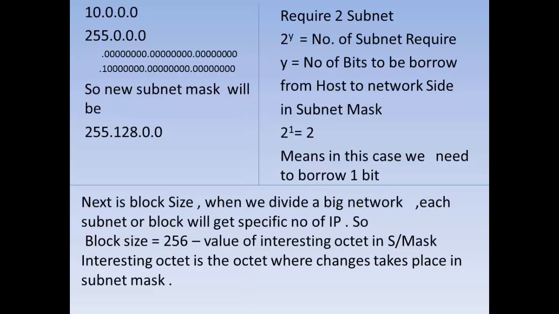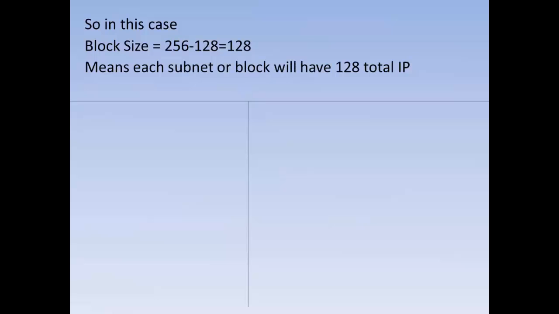Next is the block size. What will be the block size? One thing I want to mention: in this case, which one is the interesting octet? As I've told you about the interesting octet many times in my previous videos, in this case the interesting octet will be the second octet. So we have to take all the block size variations in the second octet only. The block size will be 128, meaning each subnet or block will have 128 total IPs. Always keep in mind the difference between total IPs and valid IPs.